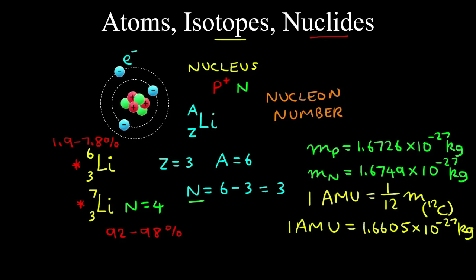And therefore the mass of a proton in atomic mass units is around 1.007 AMU, which is also written as u, and the mass of a neutron is 1.009 atomic mass units. And these are the units we'll use from now on when referring to the mass of a nucleon or nuclide.